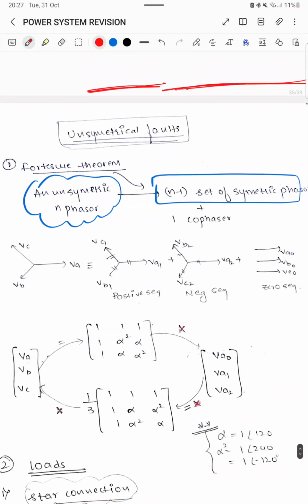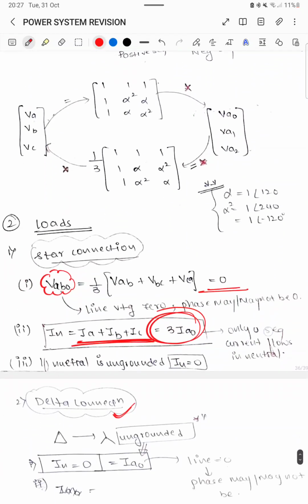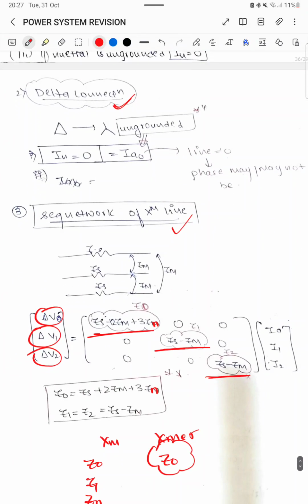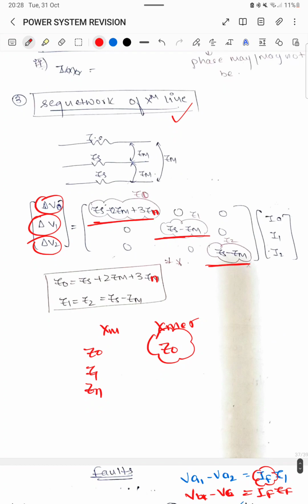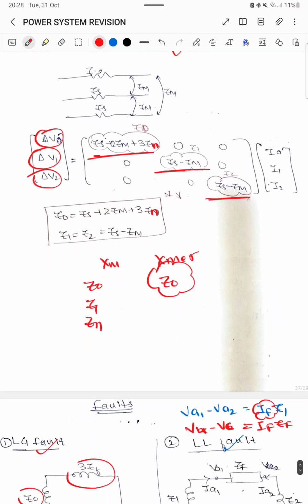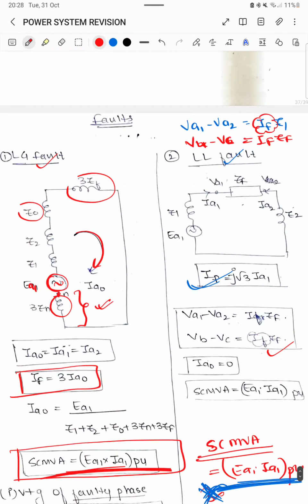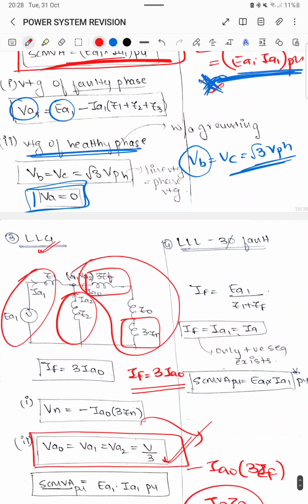In this chapter, let's revise one time. We have seen the Fortescue theorem. We have seen star connected load and delta connected load. We have seen the sequence network diagram of the transmission line, positive impedance, zero impedance, Z0, Z1, Z2. Then we have seen the zero sequence diagram for the transformer. We have seen certain faults, LG, LL, LLG and triple L faults. In triple L fault, there is only positive sequence. IF is EA1 by Z1 plus ZF. IA1 equals IA equals IF. Okay, only positive sequence exists. Fine, with this we can conclude this lecture. Thank you.